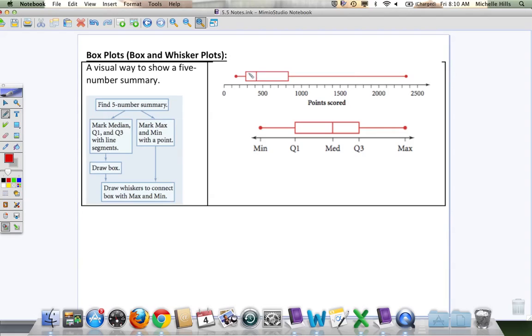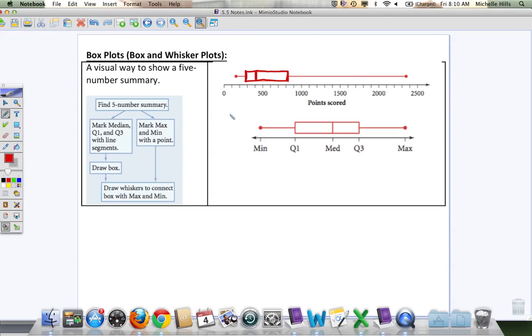They didn't. So the median is here, the first quartile is here, and the third quartile is here. So I put these little line segments on my paper and draw the box. Now I use a straight edge typically. I'm not using one on here, but you draw this box.